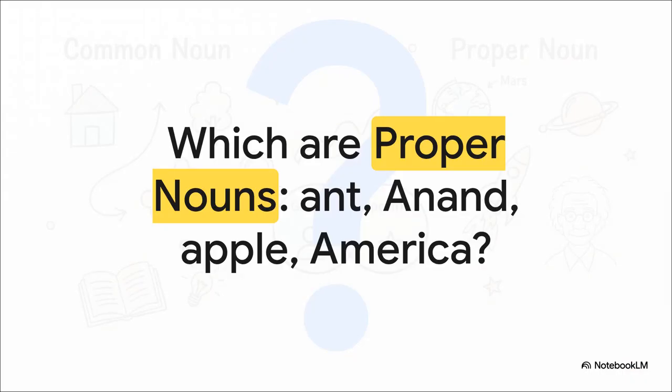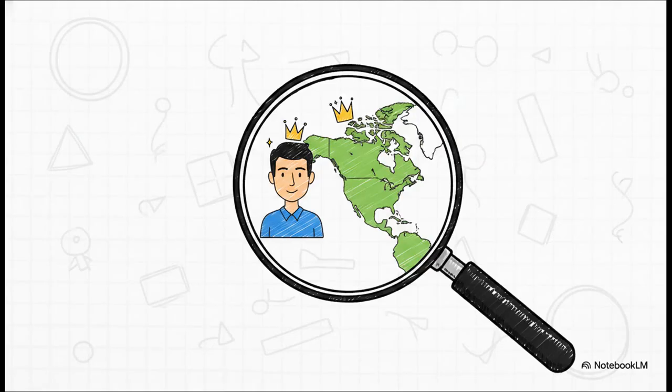Okay, here's your first challenge. Take a look at this list of words. Ant, Anand, apple, aeroplane, America. Based on our golden rule, which of these words are the proper nouns? I'll give you a quick second to apply that cheat code. If you spotted Anand and America, massive congratulations. You successfully hunted down those capital A's. Anand is a specific person, and America is a specific place.